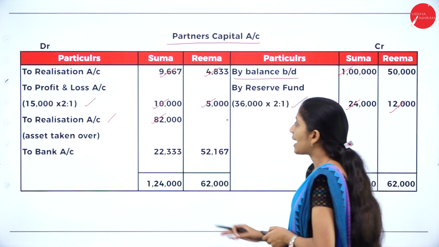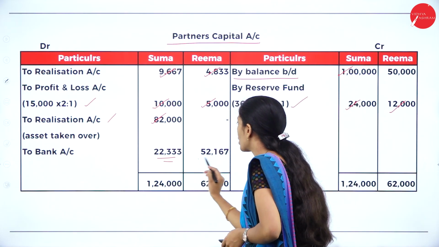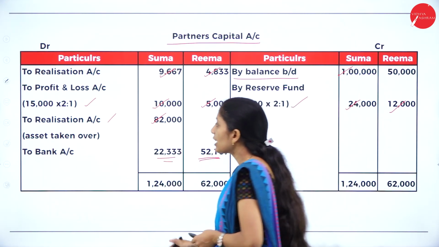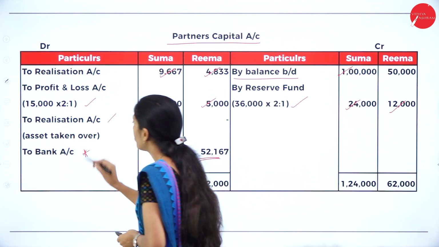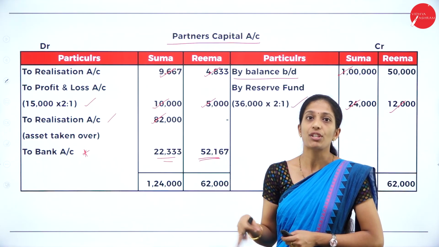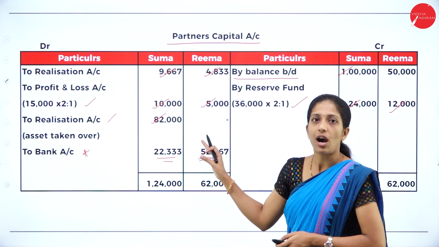Now balance both the sides, and the balancing figure will be transferred to bank account. Remember, in your admission and retirement problems, you carry down the balance. Here you have to transfer to bank account, because next we are not going to prepare the balance sheet, we will prepare the bank account. So that will be the balancing figure. Hope you know how to balance.